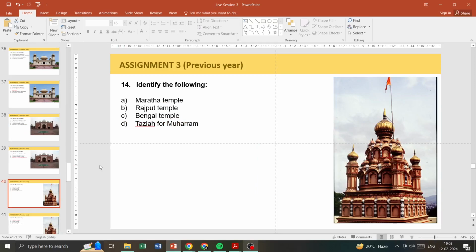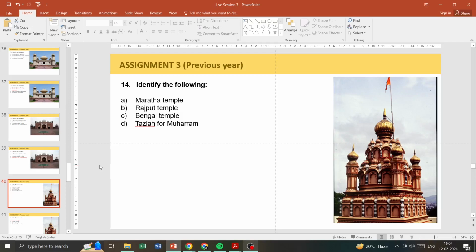So now this image has been given and you are supposed to identify which is it, and our options are Maratha temple, Rajput temple, Bengal temple, or a Tajia for Muharram. So this is actually an example of Maratha temple during the 18th and 19th century. And why we can identify that this is a Maratha temple is because it's a shikhara kind of style, and because it has a dome on the top of the shikhara, whereas the other Indian or Hindu temples had amalika or shikharas on top, but not domes on top.